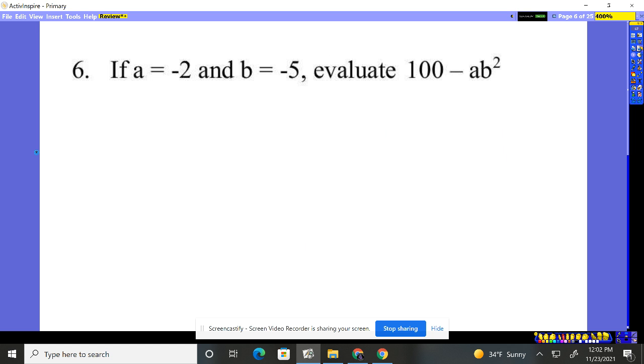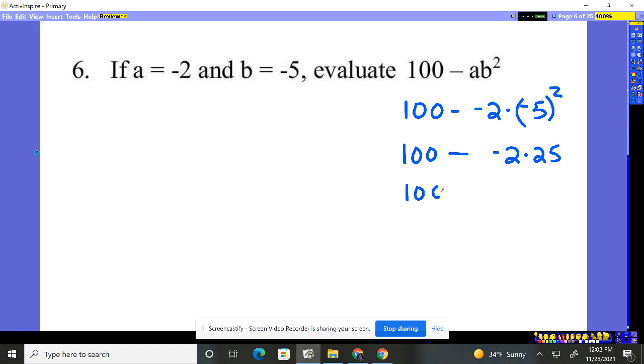Number 6, evaluate 100 minus A, which is -2, times B, which is -5 squared. Now remember, we need to put that in parentheses because we're squaring a negative number, and squaring will happen before we do the multiplying. So it's 100 subtract -2 times -5 times -5 is +25.